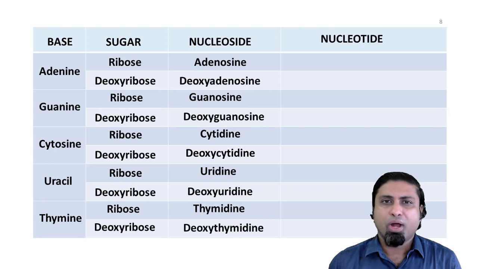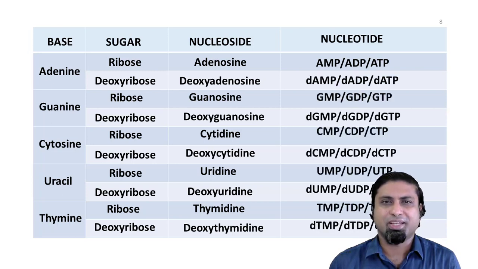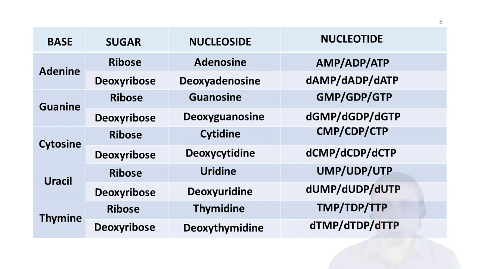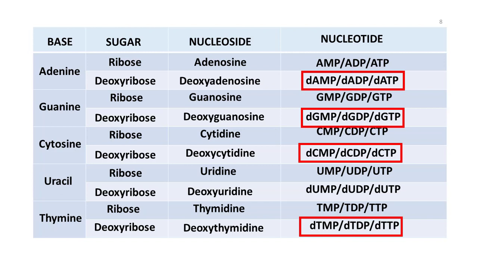Now, once we add 1, 2, or 3 phosphate molecules to the nucleosides, we get monophosphates, diphosphates, and triphosphates respectively. So accordingly, we get these nucleotides. We discussed that polymers of nucleotides give nucleic acids. And if the nucleic acid that we are talking about is DNA, then the nucleotides which are important become these particular nucleotides.